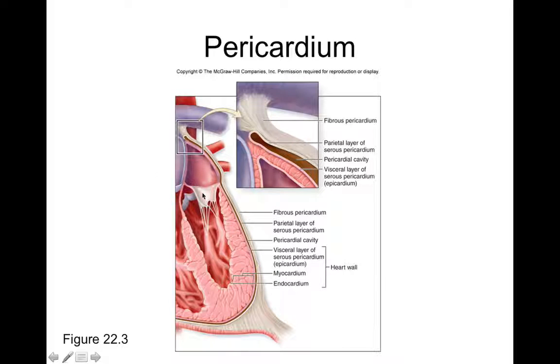Now what's crazy too, you guys, you can see some valves here. The valves are also made of endocardium. But remember, endocardium is like a simple squamous epithelium. So how tough do you guys think these valves are? Yeah, it's a simple squamous epithelium, right? I mean, there's some underlying connective tissue too, but they're not very thick. They're actually fairly thin structures.